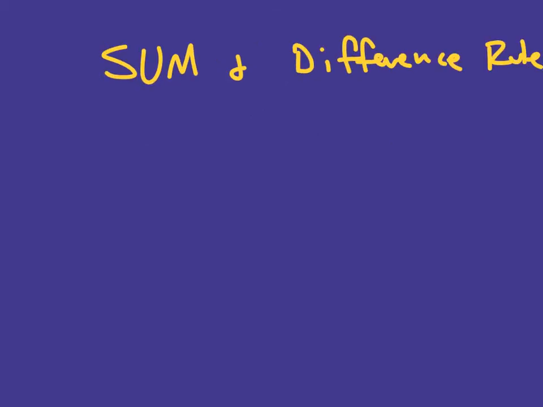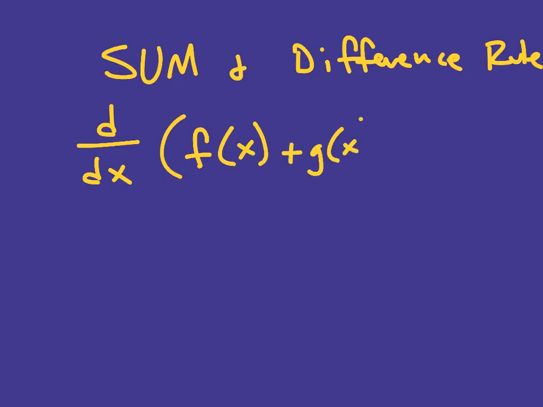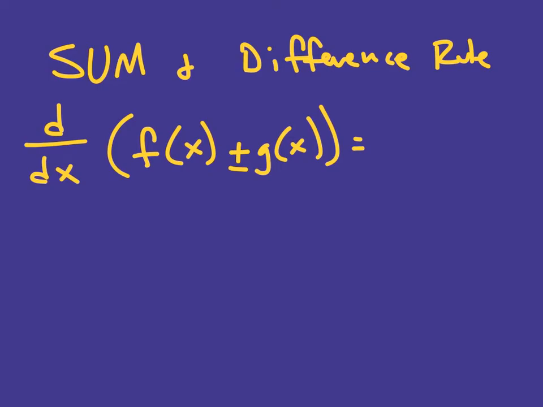My next rule is the sum and difference rule. So if I'm taking the derivative, d dx, of, let's say, the sum of two functions, so f of x plus g of x, then as a result, I'm just going to take the sum or difference of their derivatives. So it'd be f prime of x, and we would be adding or subtracting g prime of x, okay?